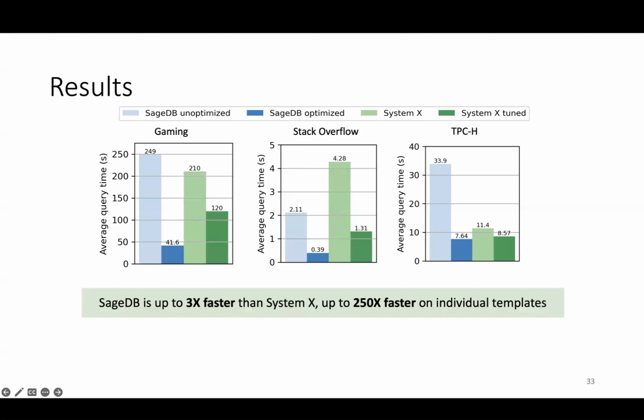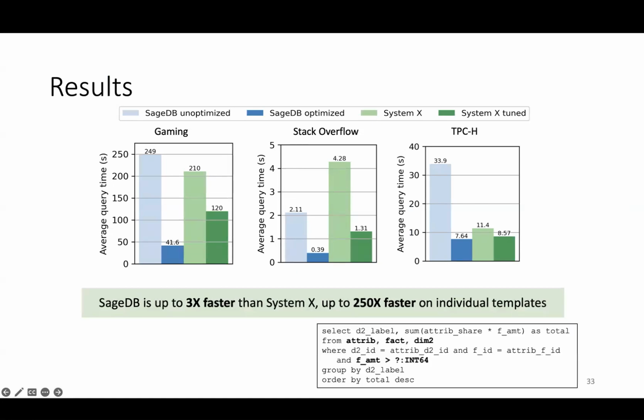and is up to 250x faster on individual query templates. And the kinds of templates where SageDB gets the biggest speedups are templates like this, which have a very expensive join over multiple tables and a filter over a high cardinality column, which prevents traditional materialized views from being effective, whereas SageDB is able to use partial materialized views in combination with scans over partial table replicas to achieve better performance.